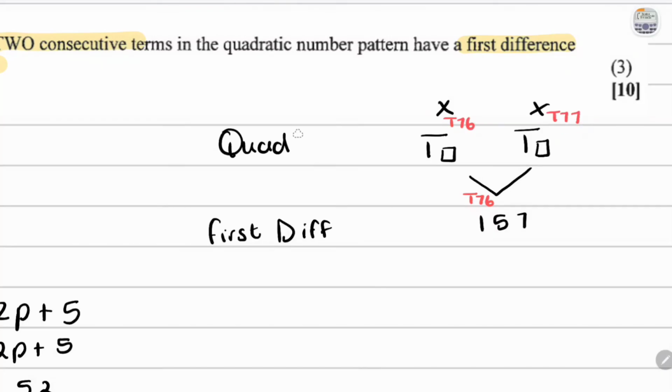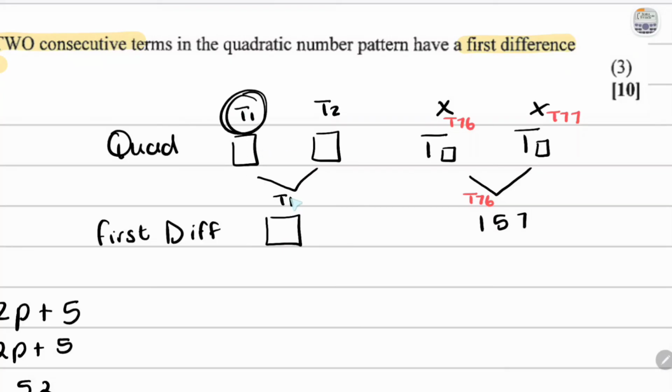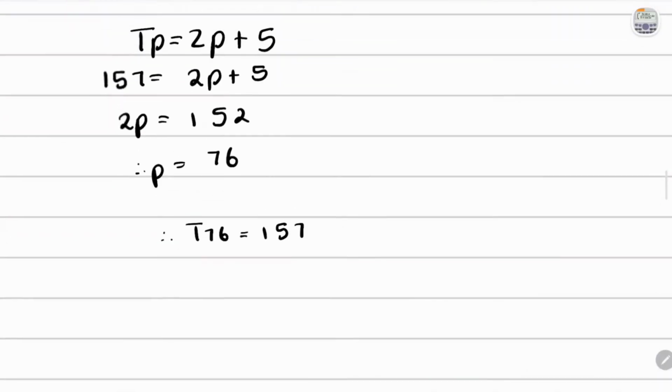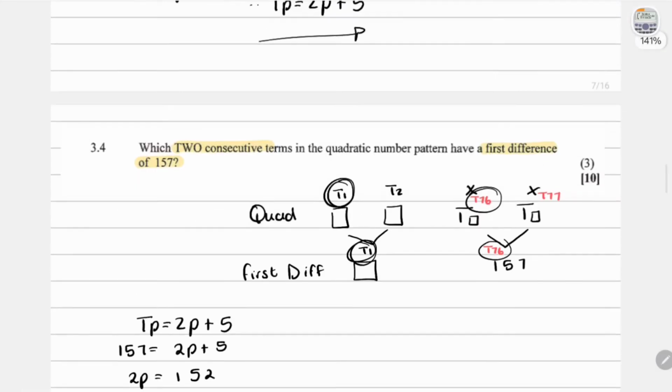Here's a brief explanation of that. If you have the values of term 1 and term 2 in the quadratic pattern, if you subtract them, they give you term 1 in the first differences. So the term that you subtract by will have the same term number as that first difference. There we go. That's how we know it's between term 76 and term 77. So this is between term 76 and term 77 of the quadratic pattern. And that is it for question 3.